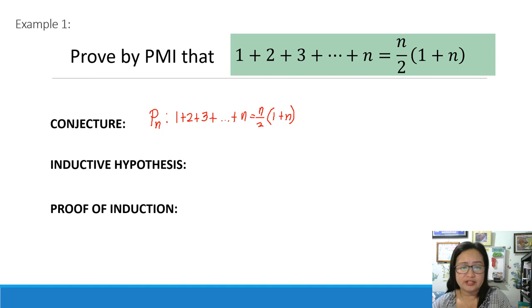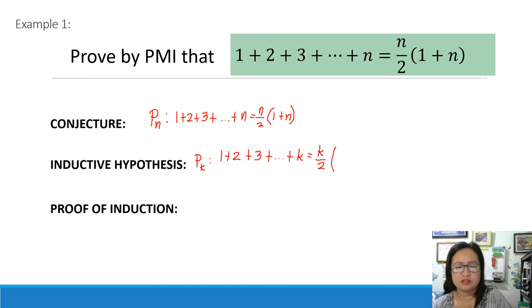Then our inductive hypothesis would be 1 plus 2 plus 3 plus and so on up to k equals k over 2 times 1 plus k. This would be our inductive hypothesis.